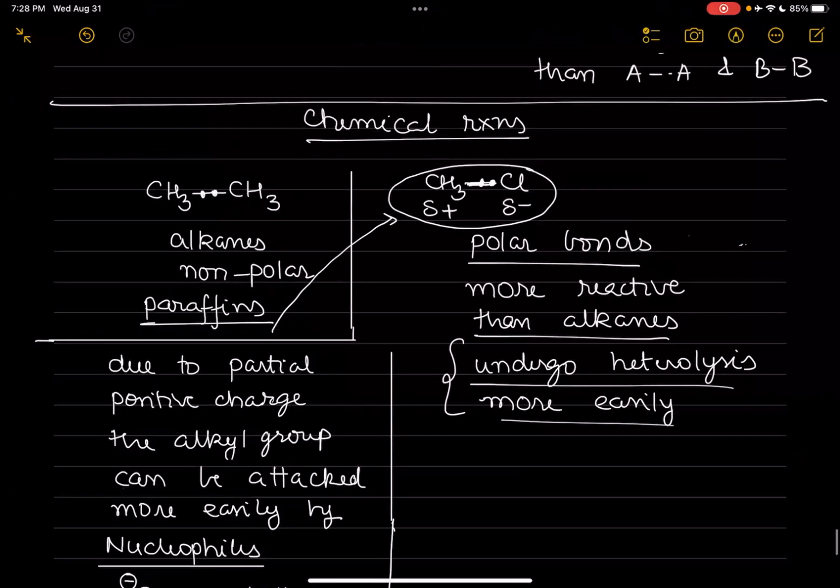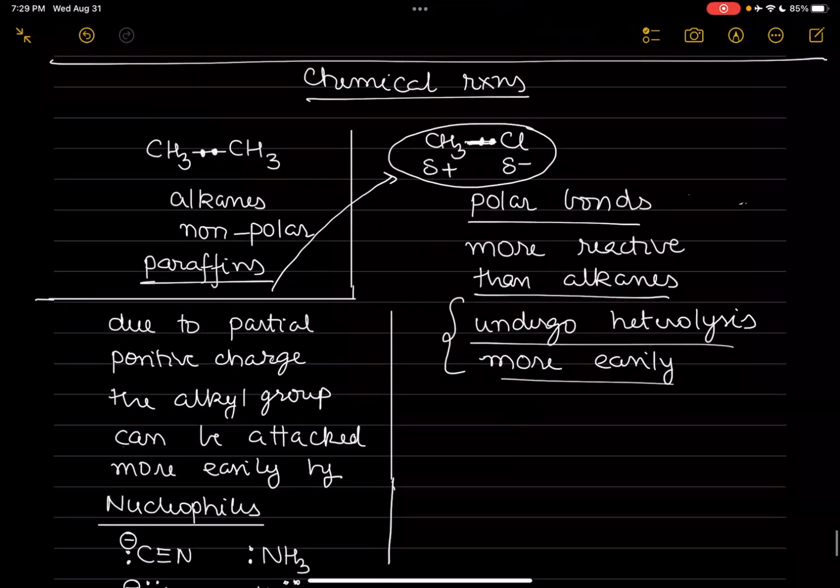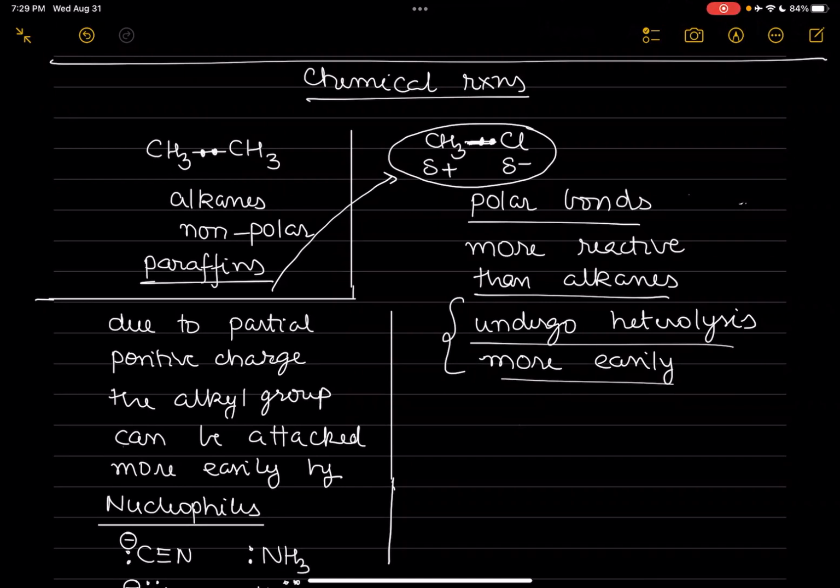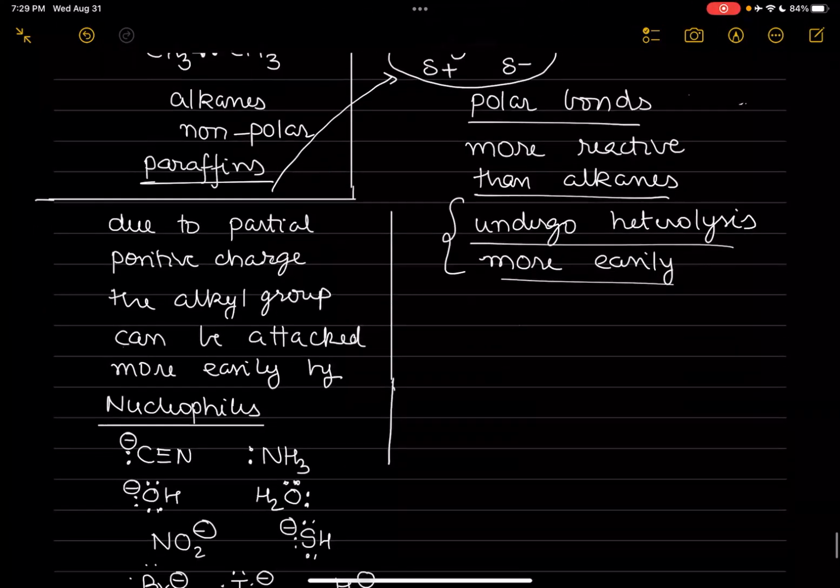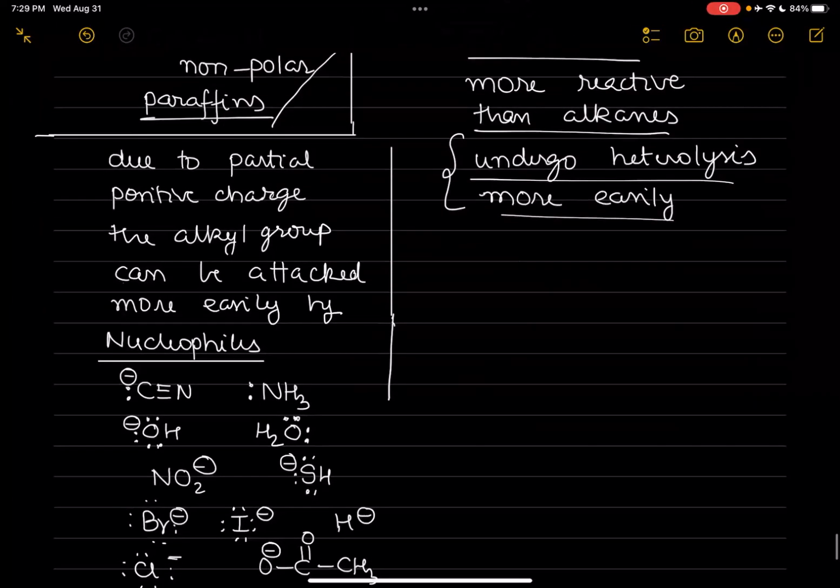And who is guiding them? The partial positive charge on the carbon atom, which is directly connected to the halide. That is actually attracting these electron-rich species. Is it clear, Anushka? Yes, sir. Clear.